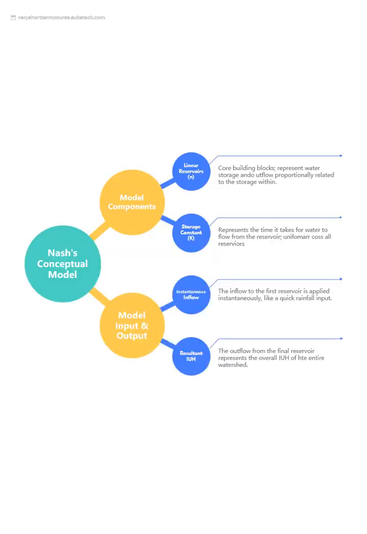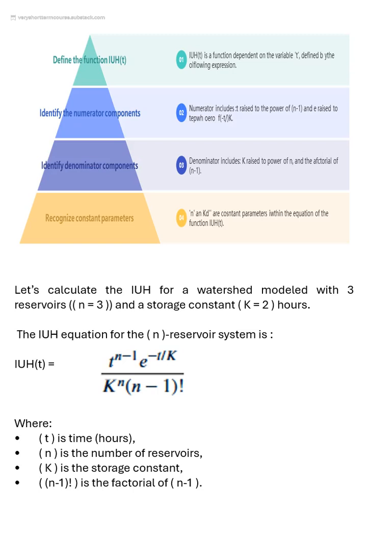Now a numerical example. If I want to calculate the IUH for a watershed modeled with 3 reservoirs, n is equal to 3, and storage constant k is equal to 2 hours, then the IUH equation, derived from the gamma function, will be t to the power n minus 1, e to the power minus t by k, divided by k to the power n, times (n minus 1) factorial. As usual, t is the time in hours, n is the number of reservoirs, k is the storage constant, and (n minus 1) factorial is the factorial of n minus 1.